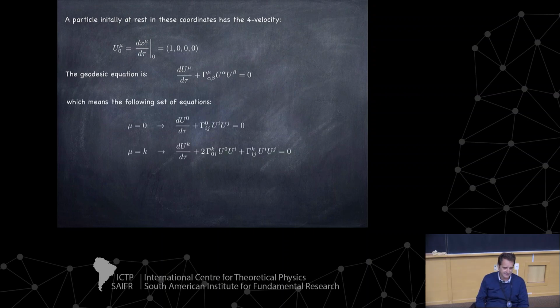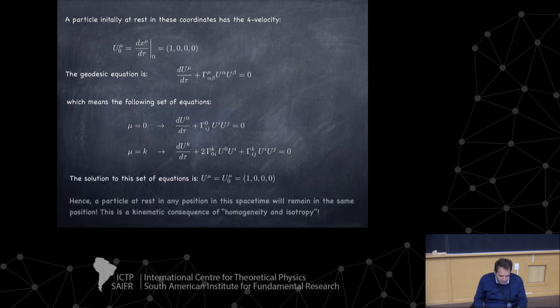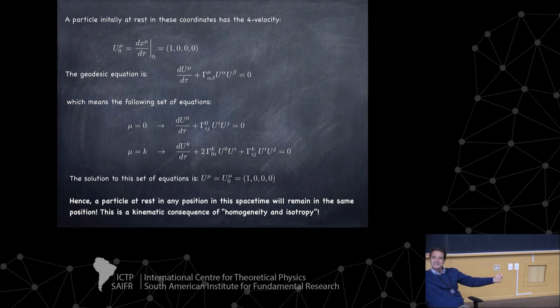If you write this out, you have this set of equations. And if you solve this set of equations, using the connections that I gave you in the previous slide, which is an exercise for you, you find that this is the solution: the particle which is at rest remains at rest. So if you give some comoving coordinate for this particle, the universe is expanding, and the physical distance between you and that particle is increasing. However, in terms of coordinates, that particle is at rest and it remains at rest.